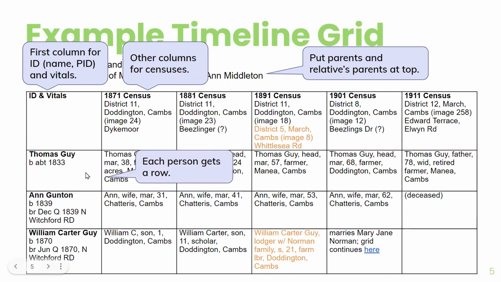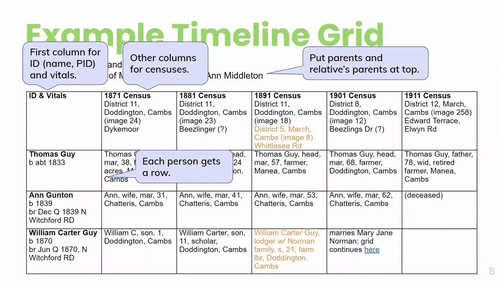And each person gets their own row. I've also seen people try to put multiple people in a row, and that also gets to be really challenging because it's harder to read. I think that's the biggest reason. So you'll find if you put one person per row, that's going to make it a lot easier to read and to use your timeline grids.